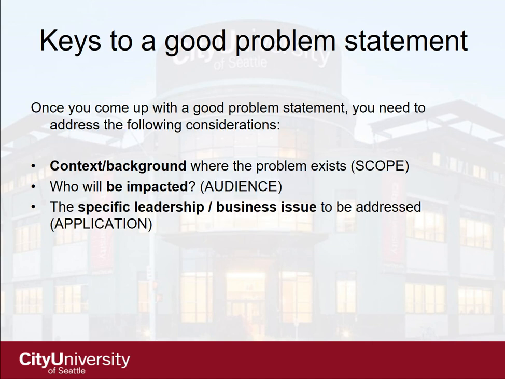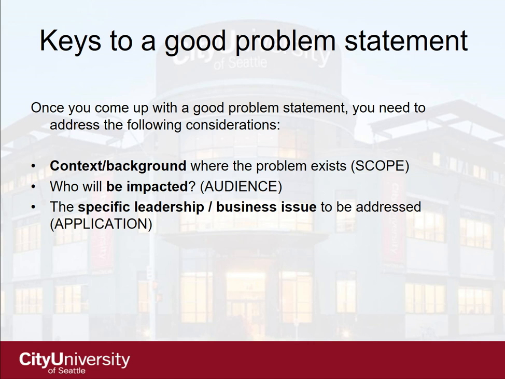Okay, now let's talk about a good problem statement. Once you come up with a good problem statement, you need to think about these things. What's the scope of the problem? In other words, what's the context? What's the background where the problem exists? We talked earlier in a previous presentation about the general problem and then the specific problem. Well, the specific problem is really the scope, but the scope is also the general problem. Where does this exist? Does it exist only in one classroom? Does it exist in a school? Does it exist in a business or an organization?